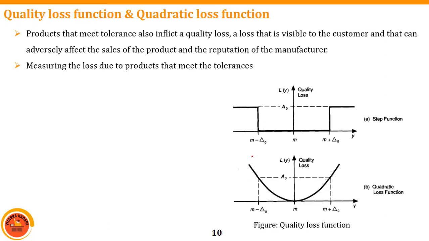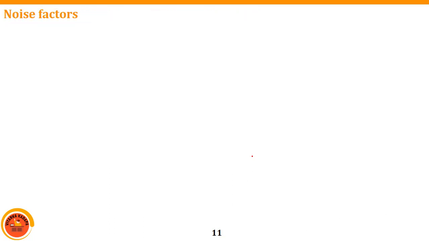You can refer to many things. The quality loss function has plenty of material available on the internet. I am just giving a glimpse here.